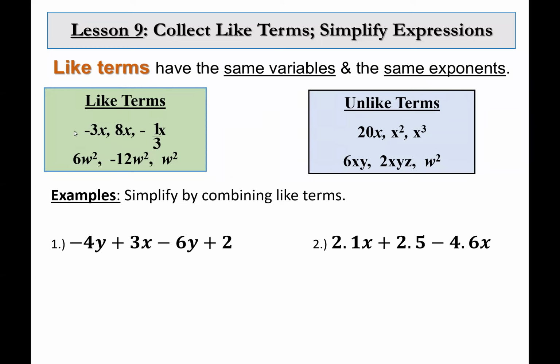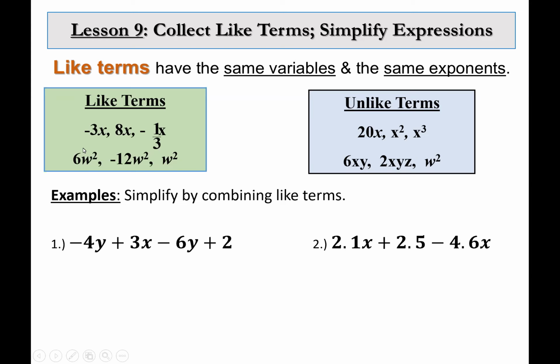Our first example, this is just a list: negative 3x, 8x, negative 1/3 x. All of these are like terms because they all have x as their variable. And there's actually no exponent on the x. What that really means is they all have an exponent of 1. So these are like terms, again, because they have the same variable and the same exponent. Another example of like terms: 6w squared, negative 12w squared, and w squared. All of those are like terms because they all have the same variable, which is w, and they all have the same exponent, which is 2. So they all have w squared.